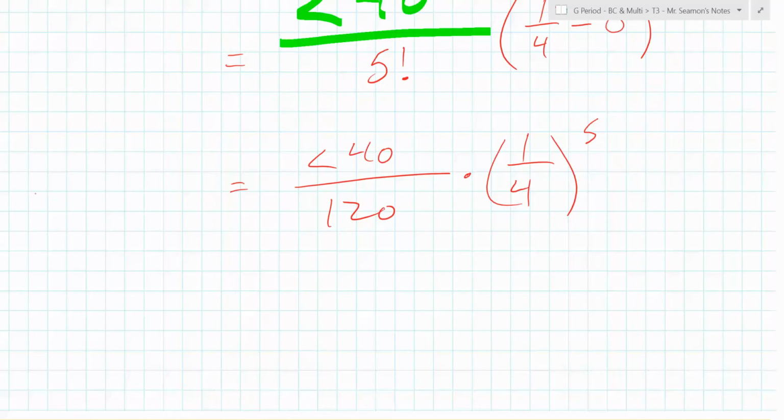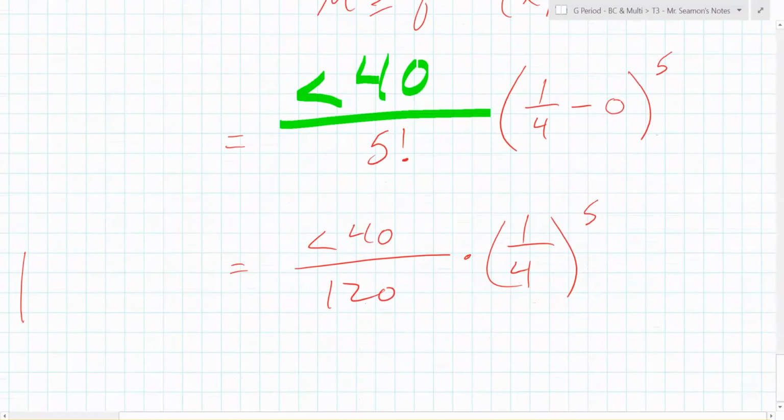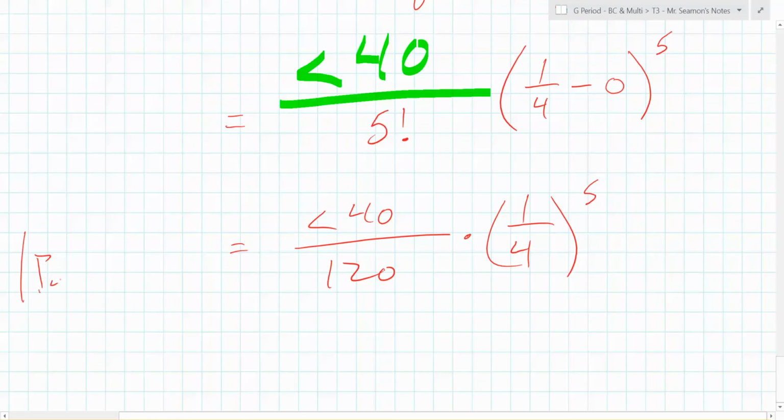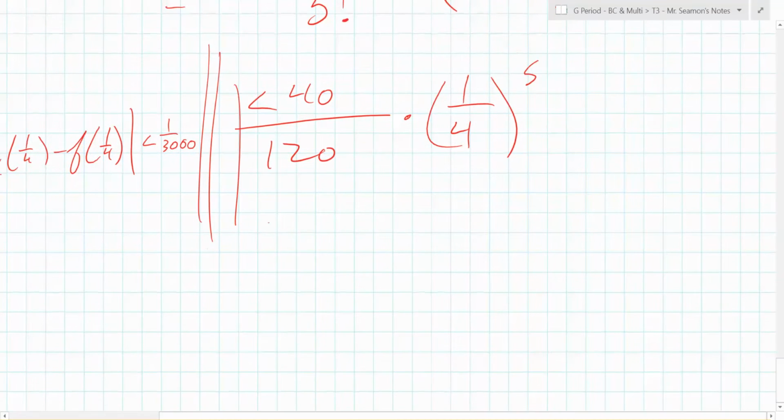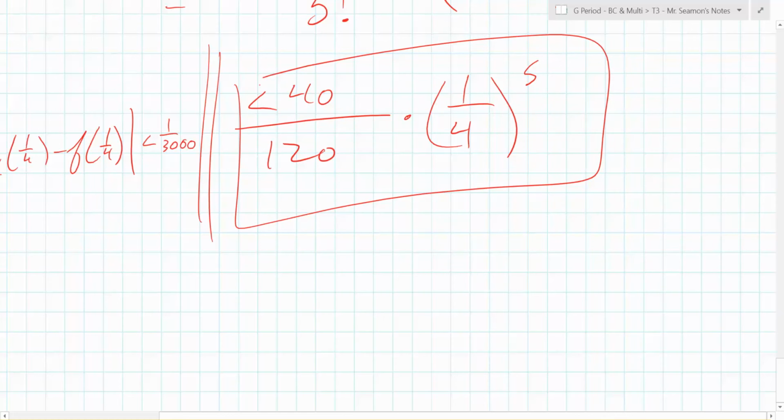So what do you need to show? You're trying to show that this right here, they wrote it a little differently, P4 of 1/4 minus f of 1/4, is less than 1 over 3,000, right? That's what you're comparing it to. So what do you have to do to this? This is not a calculator question, right?